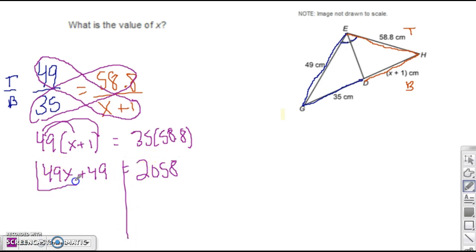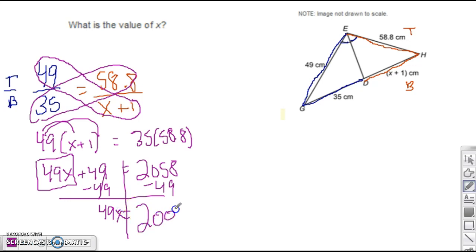And now I'm solving an equation. I want to get that x by itself, so I subtract 49 from each side. Well, I don't know why I just wrote that so big. And then divide each side by 49. And I got that x equals 41.